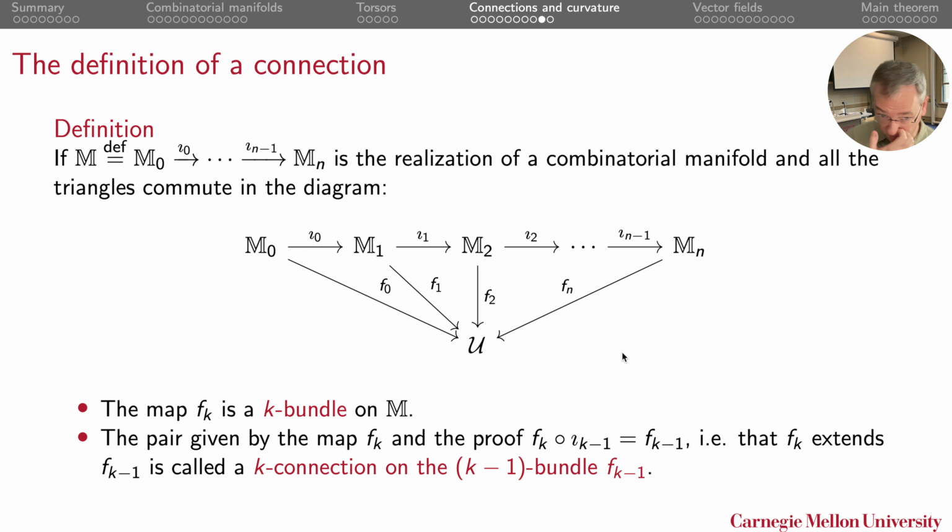Then we can give some names to this and identify some classical stuff. So we can call Fk a K bundle on M. So it's just on the K skeleton. And we can call the pair given by the map Fk and the proof that there's a commutative triangle with Fk minus 1, i.e. that Fk extends Fk minus 1, then we call that map Fk and that proof a K connection on the K minus 1 bundle. So a K connection is just an extension to the K skeleton of something, a type family defined on the K minus 1 skeleton.